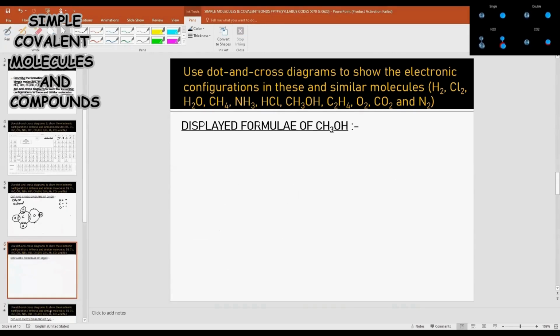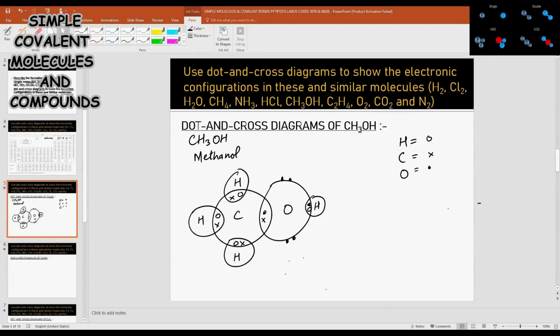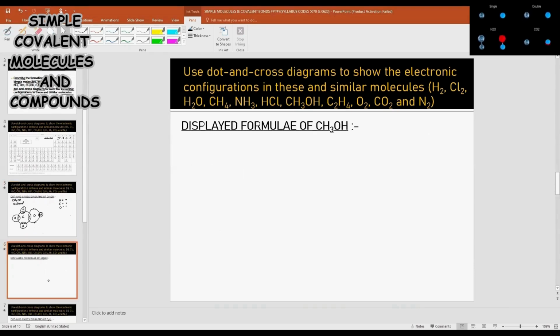Now let's draw the displayed formula for methanol. If you look at the dot and cross diagram carefully, then you will find that only one pair of electrons is shared between two atoms. Therefore, there will be only single covalent bonds in this whole molecule. I'm writing the molecular formula again, CH3OH. We have C with 3 hydrogen, 1, 2, 3, and it's attached to oxygen, and oxygen is attached to hydrogen.